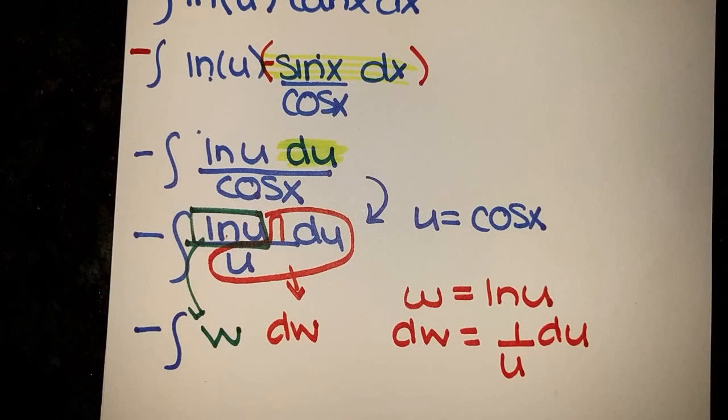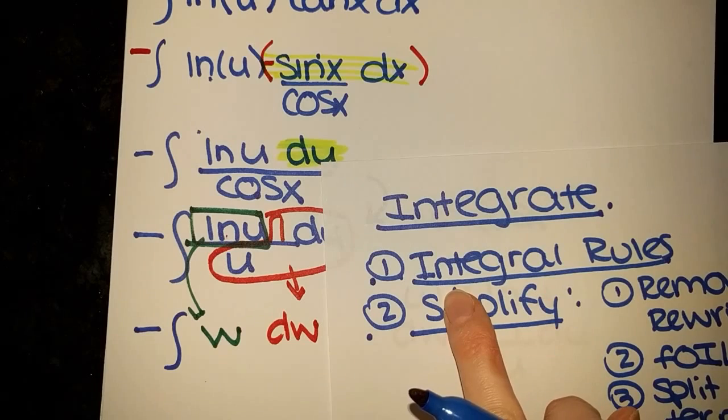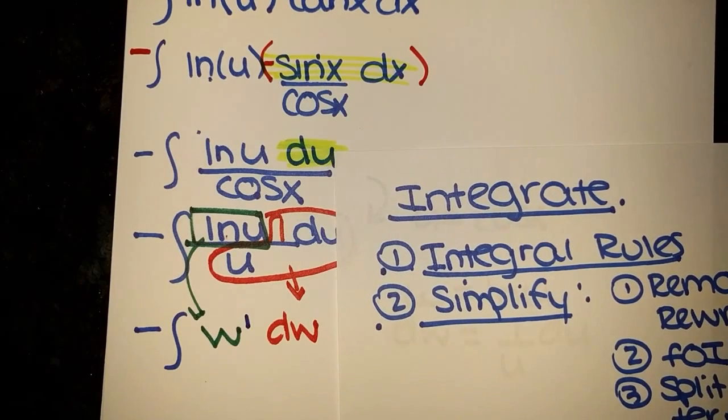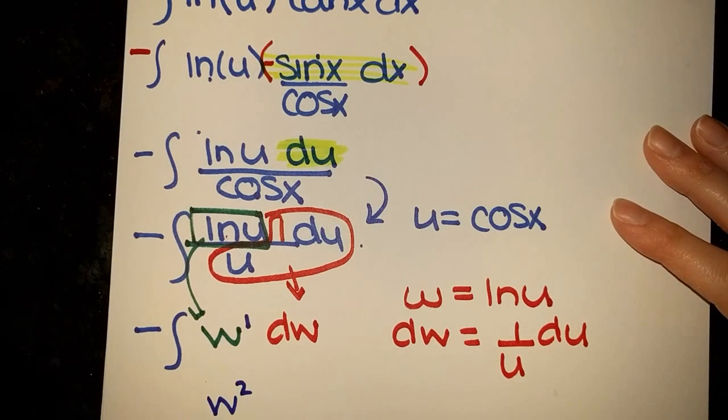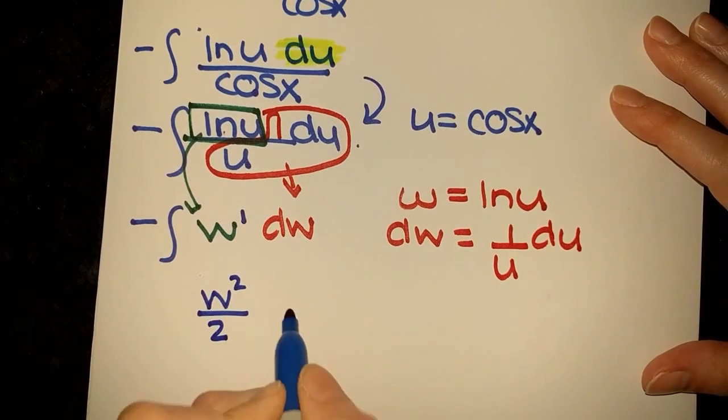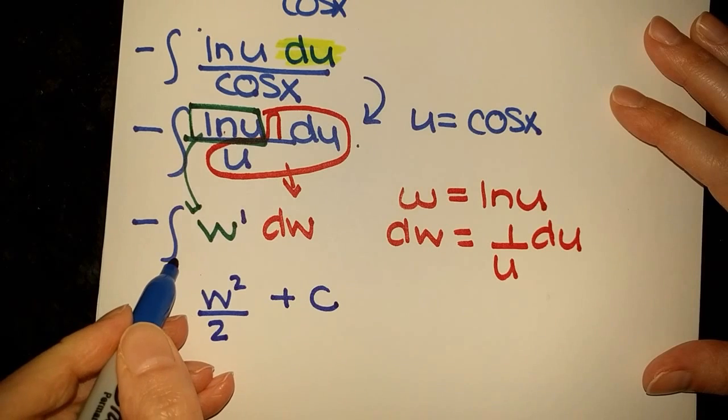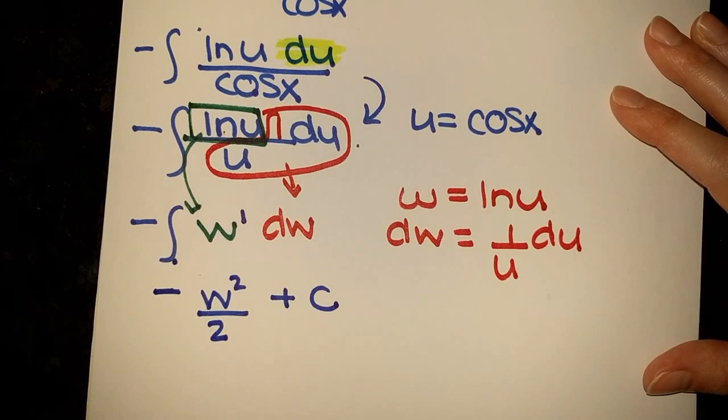We say, okay, do I have integral rules? And of course, I do have an integral rule. I have the power rule, so I can stop right there and use the power rule. So using the power rule, I will add 1 to the exponent, divide by the new exponent, then a plus c because we have no bounds, and then a negative following, tagging along throughout the whole problem.